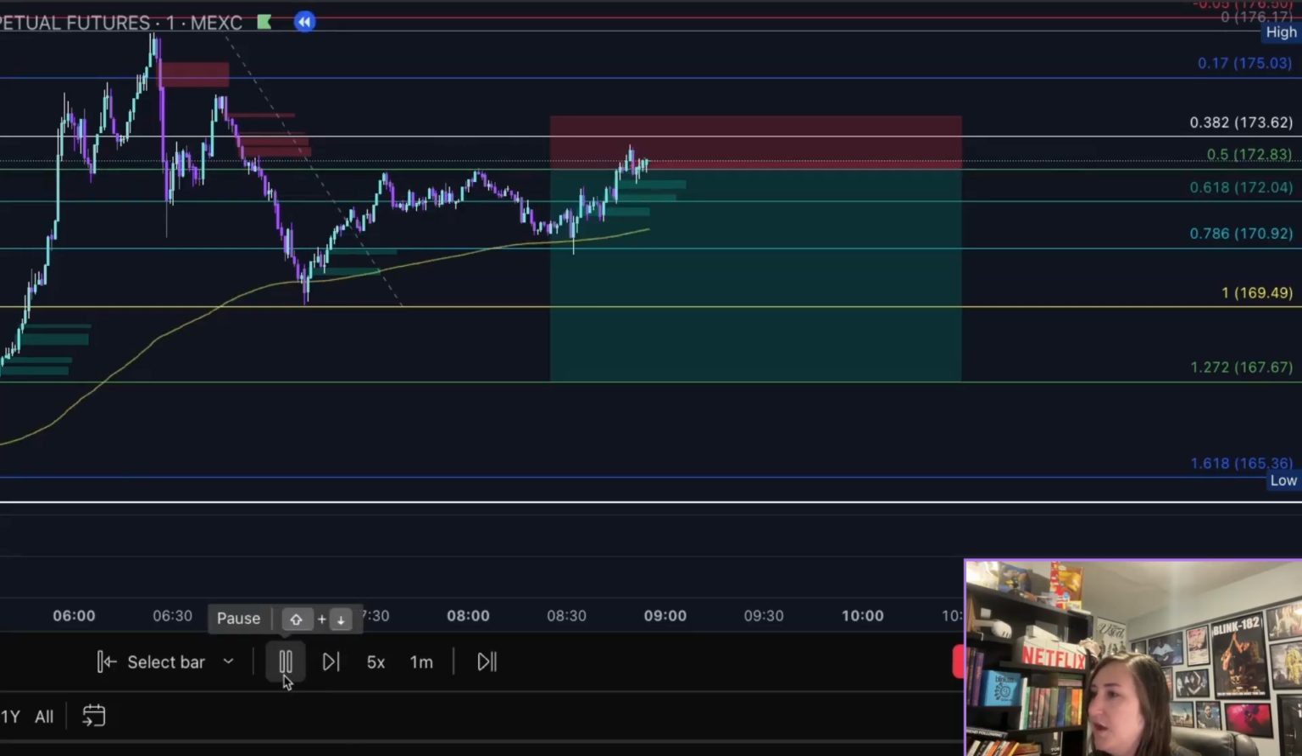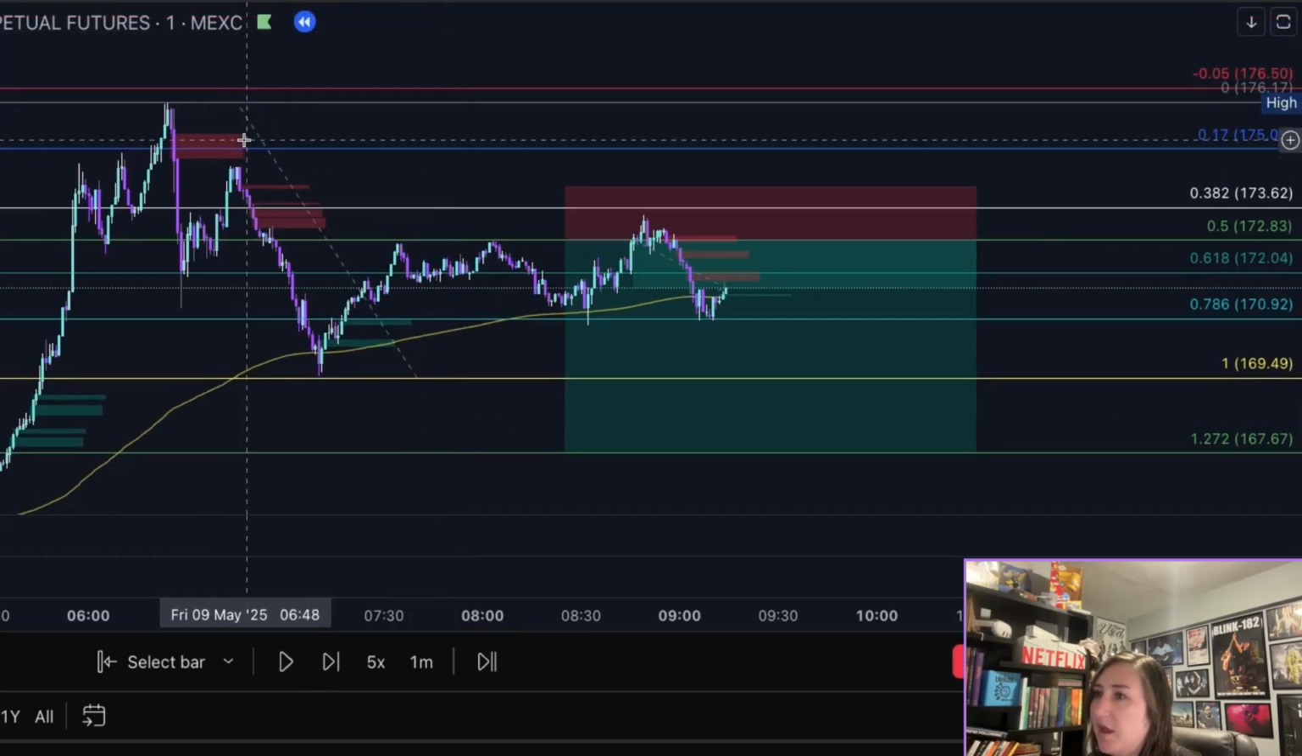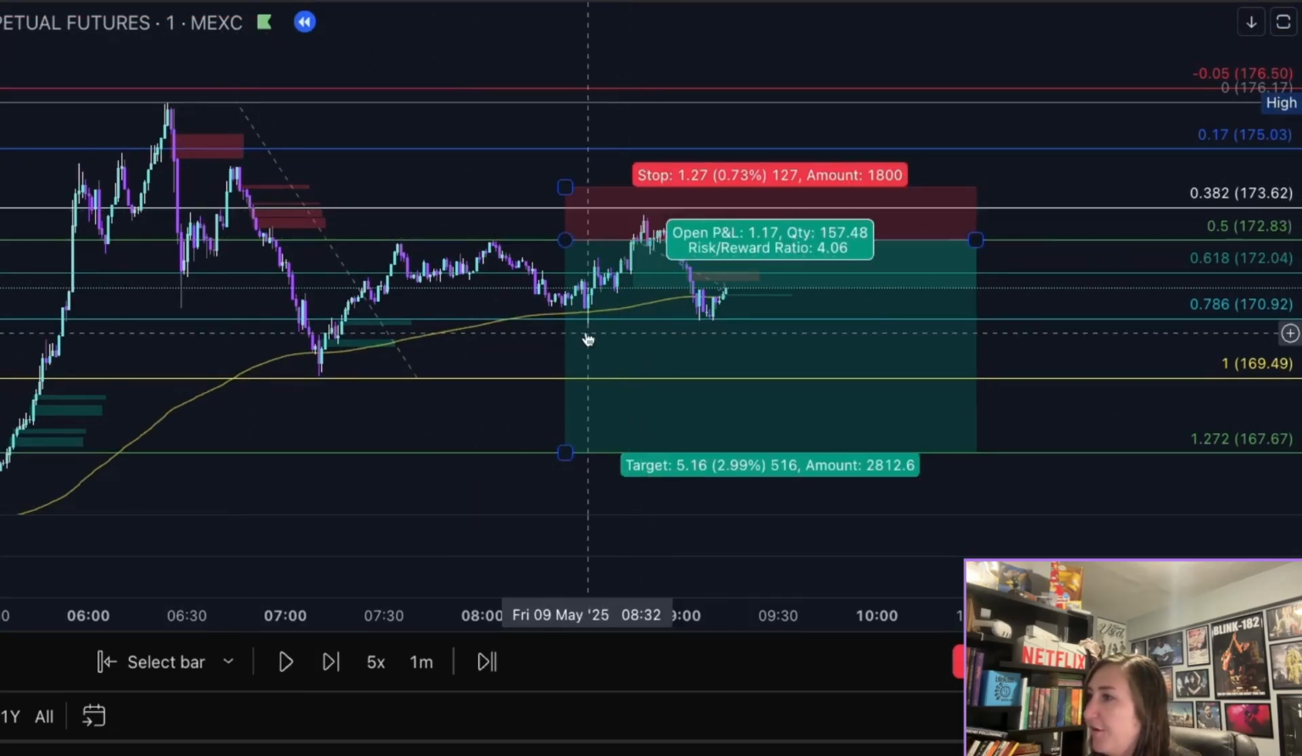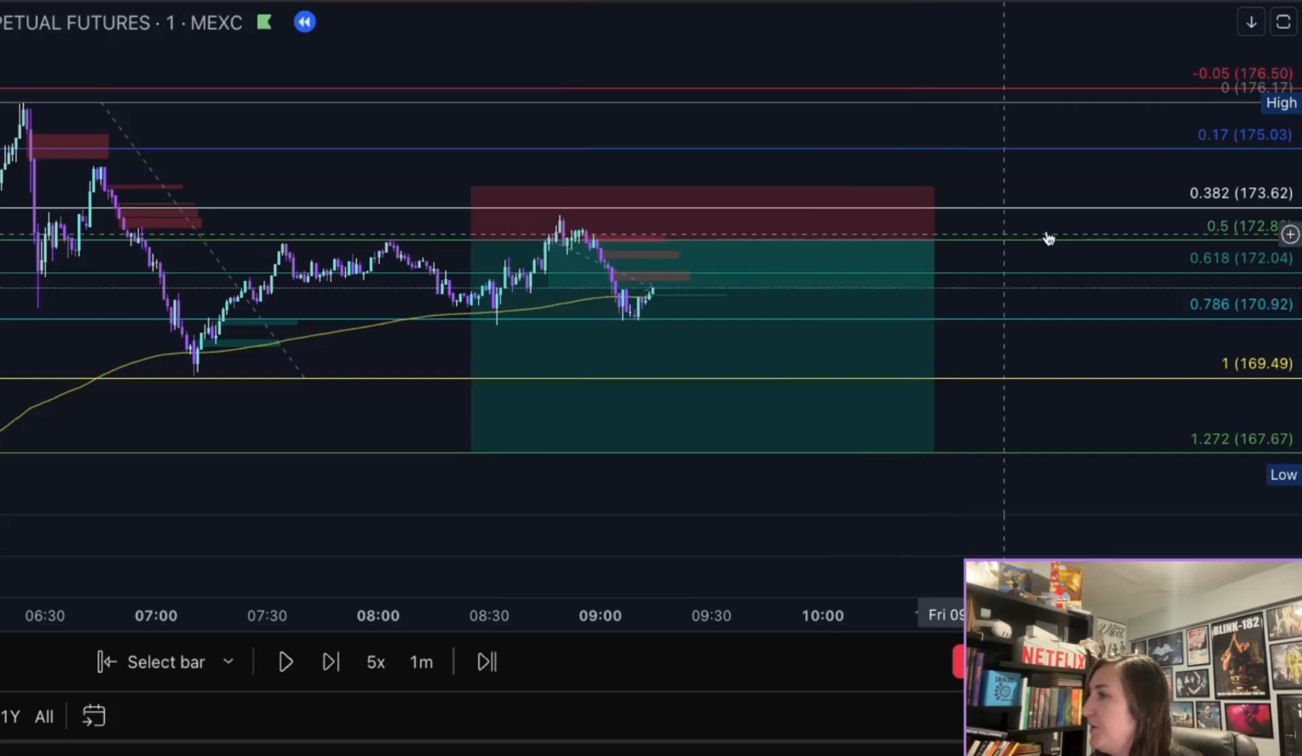So consolidating, coming back up, almost hit our 0.382 area. Missed by like a hair there, so that would have been a sweet entry, but we did get in around the 0.5, so we are a-okay.